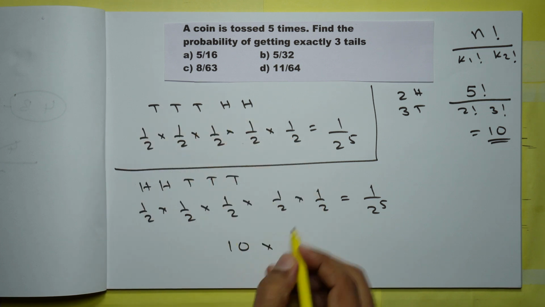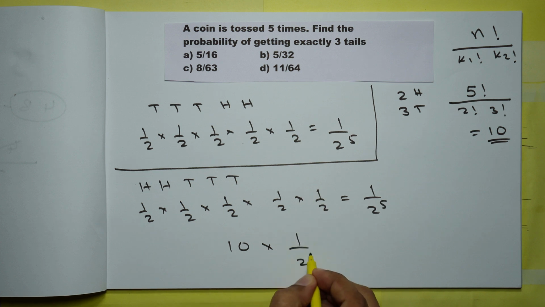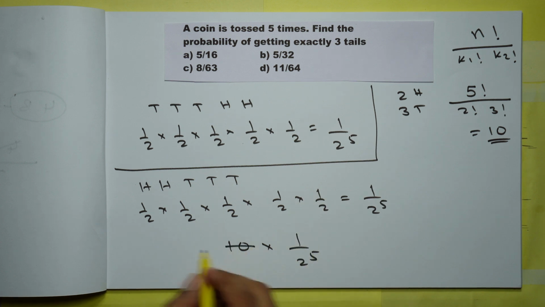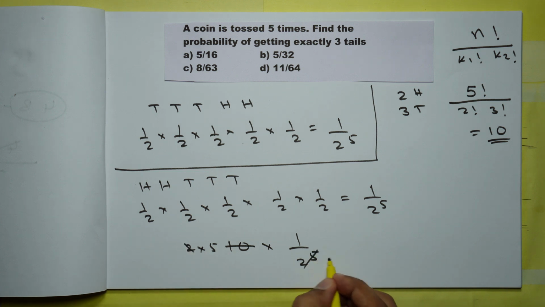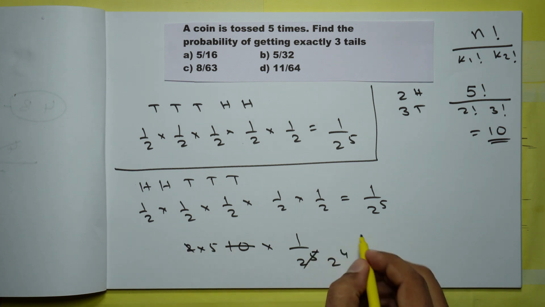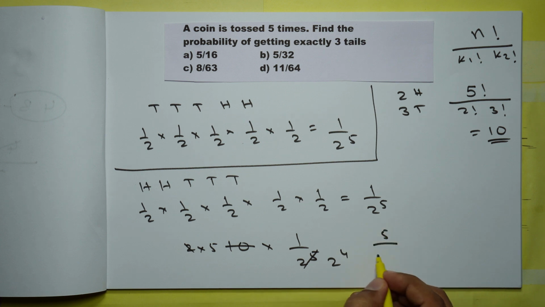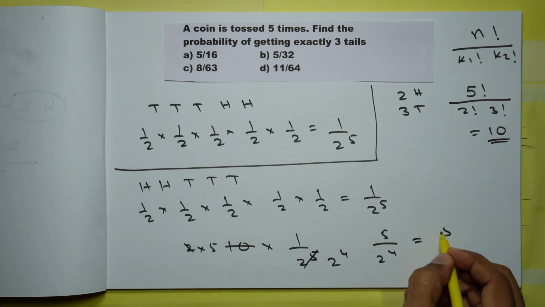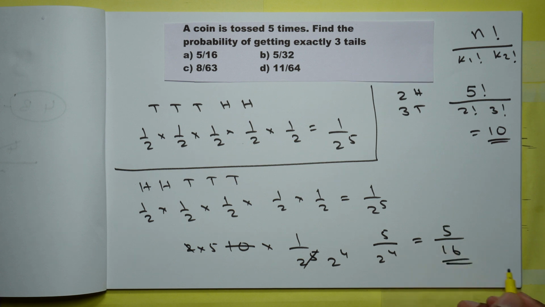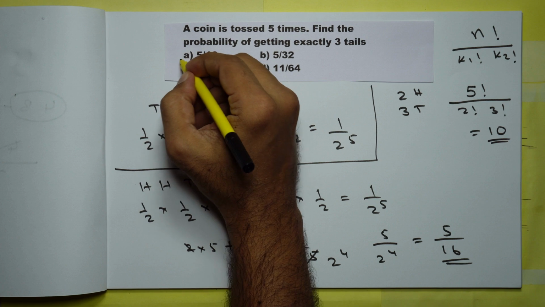And in each the probability will be 1 by 2 raised to 5. 10 is 2 into 5. 2 I'll cancel with the 2 raised to 5, remaining 2 raised to 4. So the final answer will be 5 by 2 raised to 4. That is same as 5 by 16. So the required probability is 5 by 16. That is option A.